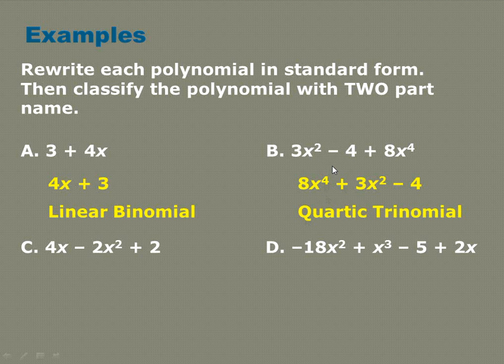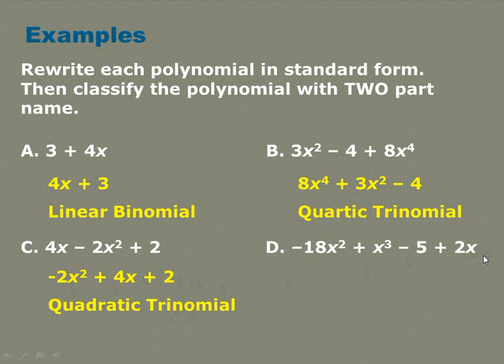Quartic because the highest power, the highest exponent was 4. Trinomial because it has 3 terms. This next one would be negative 2x squared plus 4x plus 2. When I classify it, it is a quadratic trinomial. Quadratic because the exponent is 2. Trinomial because there are 3 terms.